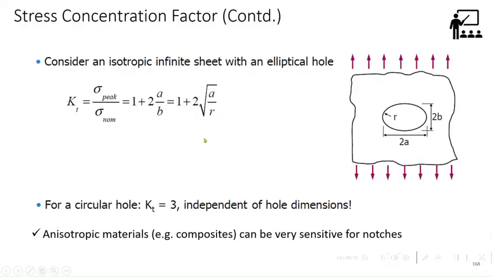But anisotropic materials, for example composites, can be very sensitive to notches. Even if you take the same plate with a circular hole, where KT is 3 as a benchmark, if you make it of composite material with the same thickness and same width, the KT will be very high. Sensitive means what? I told the answer. Will it be high, low or equal?